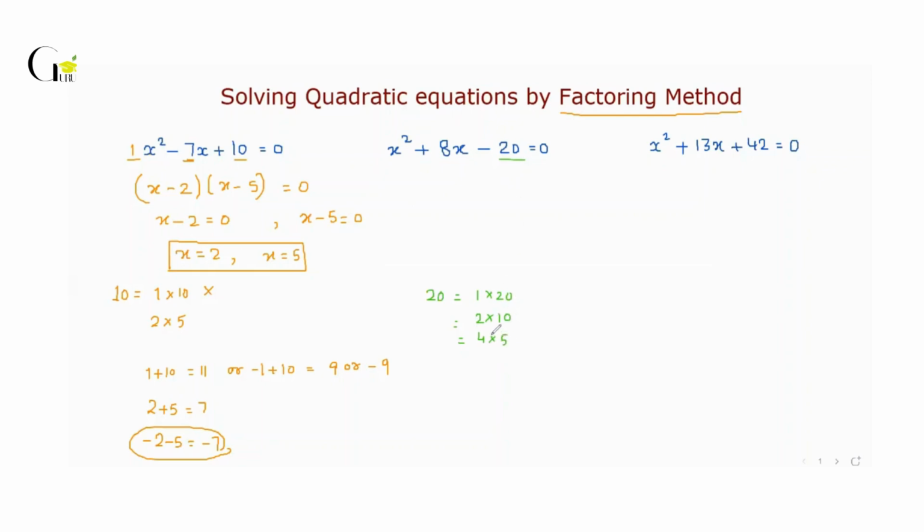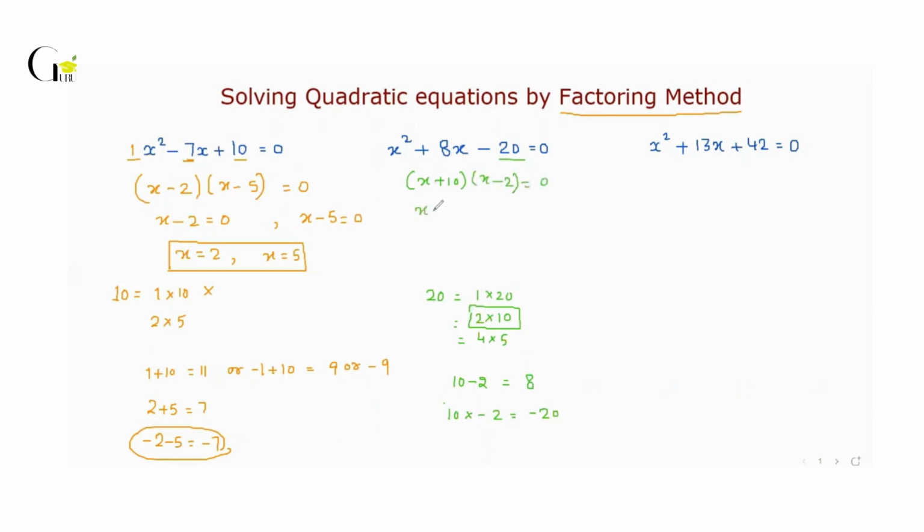Out of these, we can see like 2 and 10 will make 8 if we subtract 2 and 10. So if I write 10 minus 2, that will make 8. And also if I multiply 10 with negative 2, that will make negative 20. So hence we can use this 10 and 2. So this can be written as x plus 10 times x minus 2 is equal to 0.